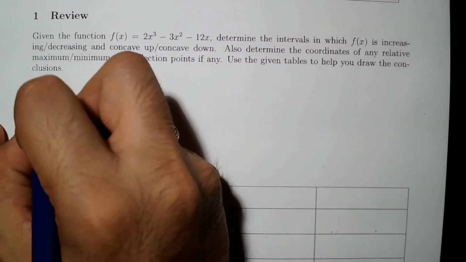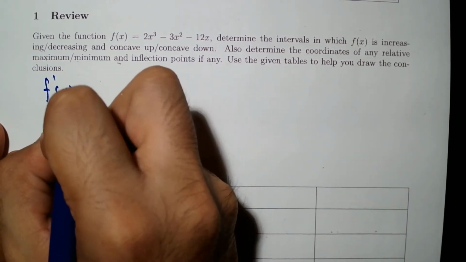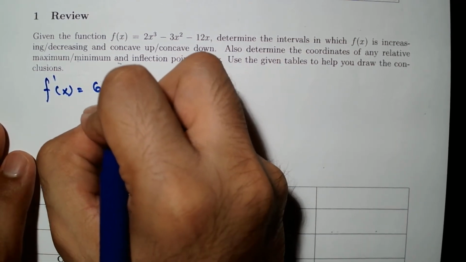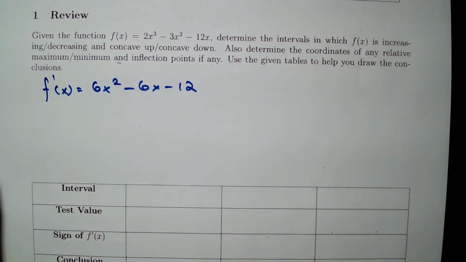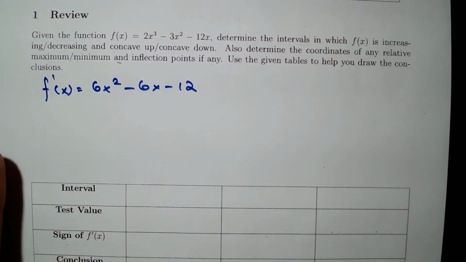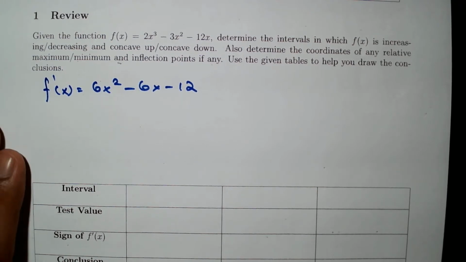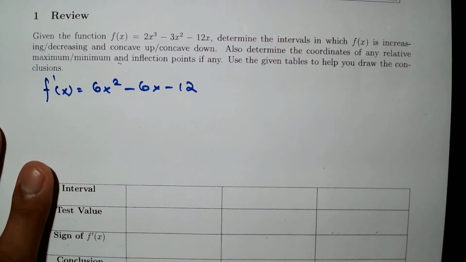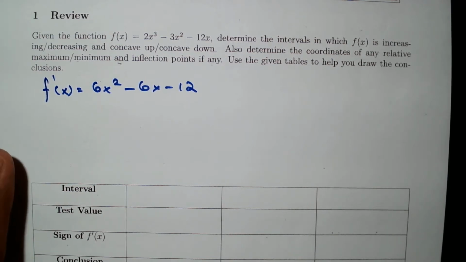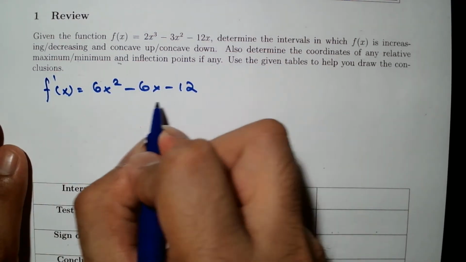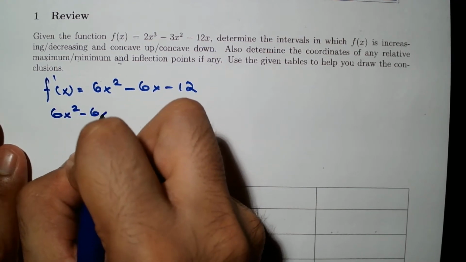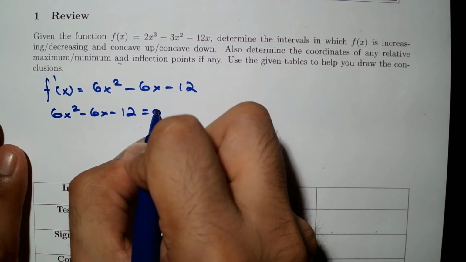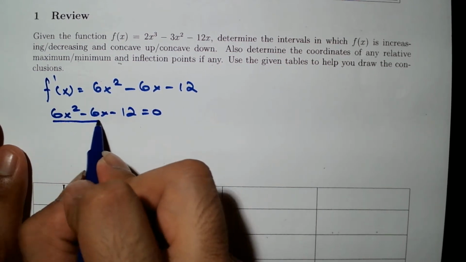So the first thing we do is take the first derivative, f prime of x, which is 6x squared minus 6x minus 12. Once we find the first derivative, we are going to use the first derivative test to determine the intervals in which the function increases or decreases, and then find relative max or min. So what we do in this case is set the first derivative equal to 0 and solve the equation for x.